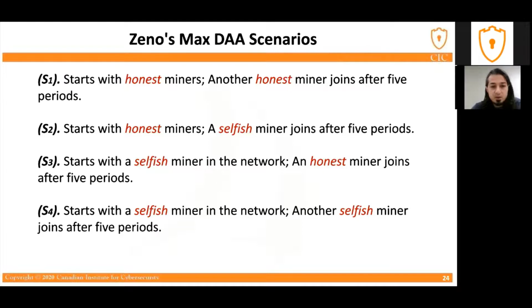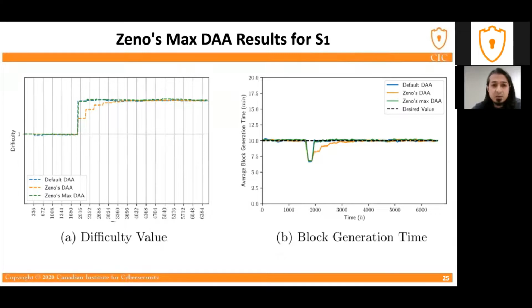For the third one, we start with a selfish miner and an honest miner joins. And for the fourth one, we start with a selfish miner and another selfish miner joins the network. This is the result for Zeno's Max on the first scenario.